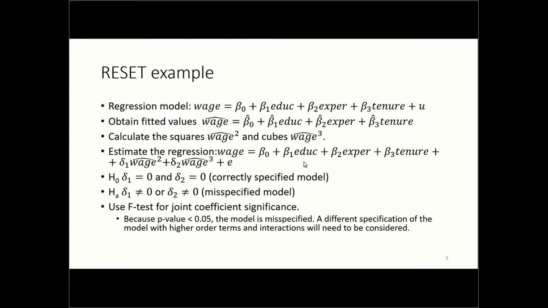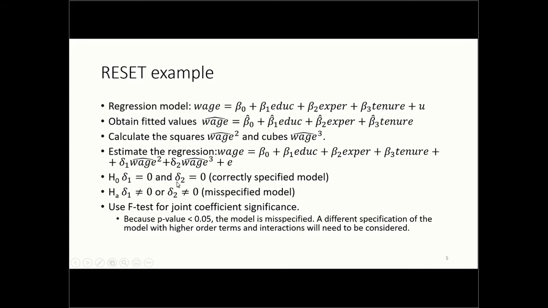So here's an example. What if we estimate the model of wage regressed on education, experience, and tenure? Here we can obtain the fitted value, wage hat, and then calculate the squares, wage hat squared and wage hat cubed. And we can put these two terms into the regression model. So here we have the original model, but we have the squared and the cubed terms.